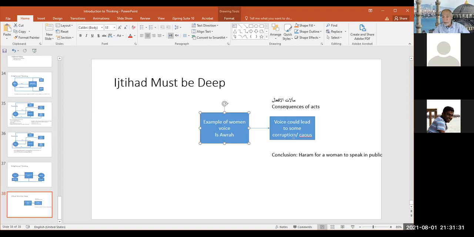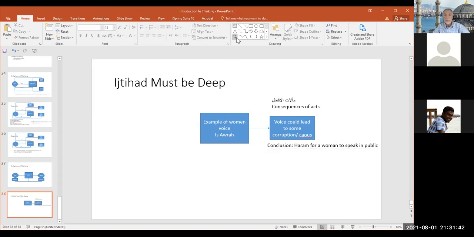But when I start looking at the relations here, then I will make a mistake in ijtihad. Also, today, let me use the other, what happens before.